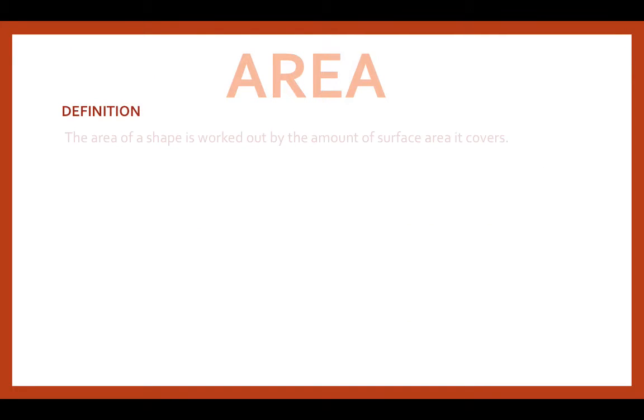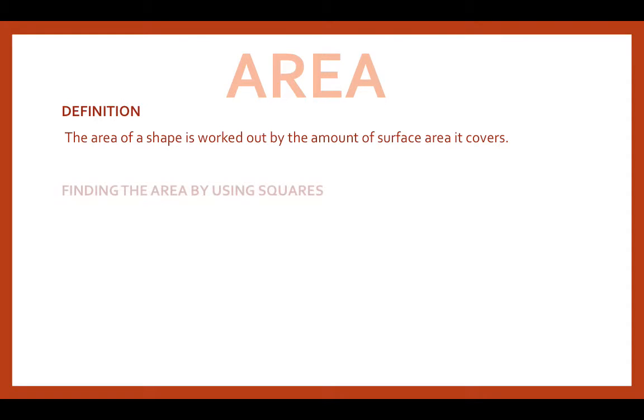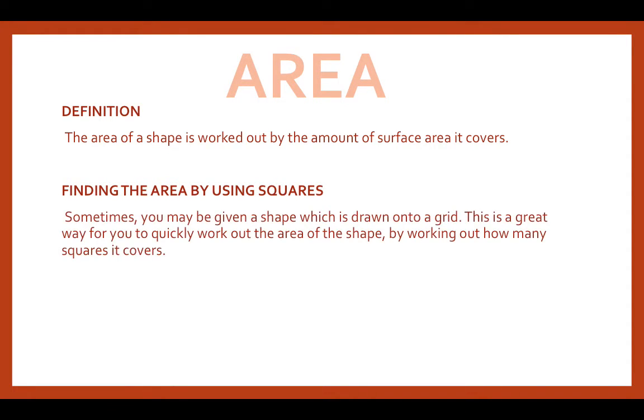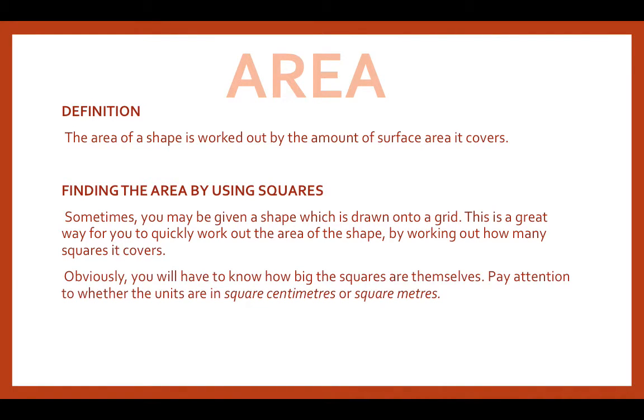So area. The area of a shape is worked out by the amount of surface it covers. Sometimes you may be given a shape which is drawn onto a grid. This is a great way for you to quickly work out the area of the shape by working out how many squares it covers. Obviously, you will have to know how big the squares are themselves, so pay attention to whether the units are in square centimetres or square metres or whatever measurements the question is using.